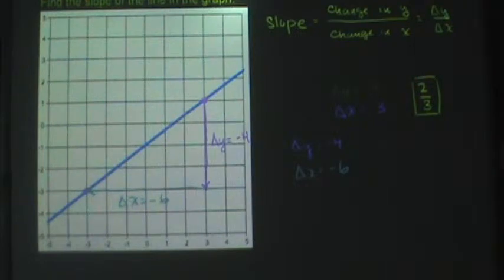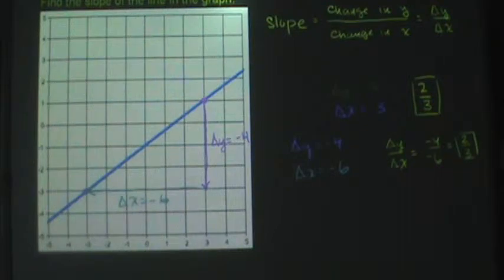So what is my change in y over change in x? My change in y over change in x is equal to -4 over -6. The negatives cancel out, and what's 4 over 6? Well, that's just 2 over 3. So it's the same value, you just have to be consistent. If this is my start point, I went down 4, and then I went back 6.